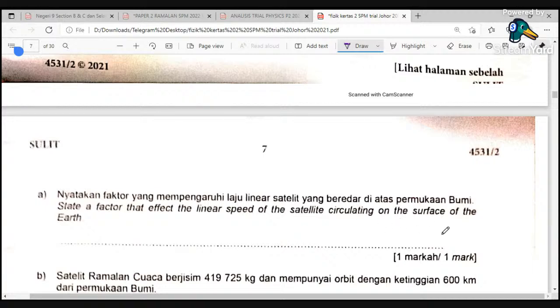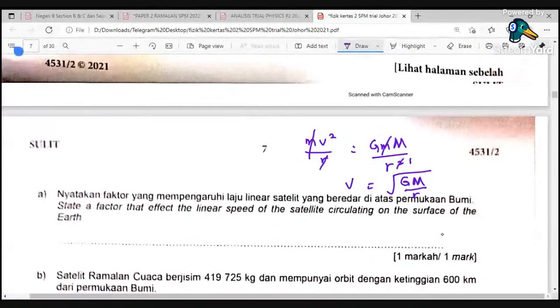Formula for linear speed. Okay, if you forgot the formula, you can just try to find it by using this formula, centrifugal force equal gravitational force. Okay, so we can cancel m here. One r cancel. So you will get v equals to square root of GM over r. This is a universal gravitation constant. This is mass of Earth. Of course, the GM is constant. Okay, constant.